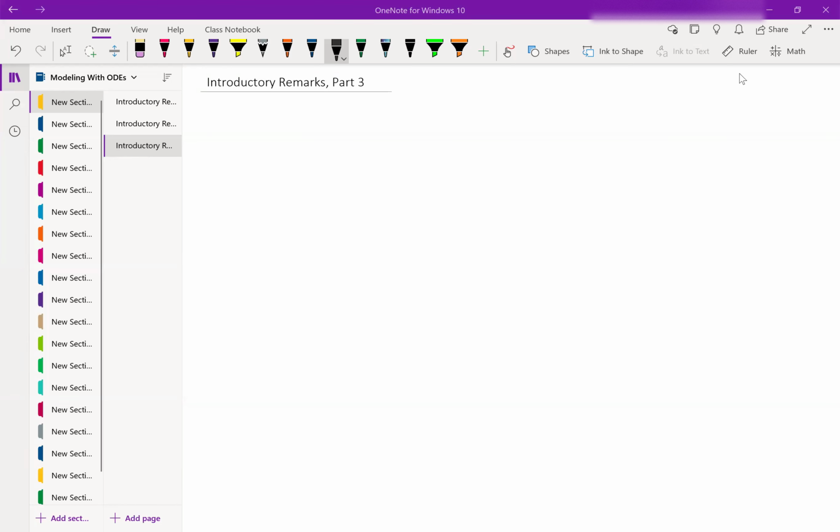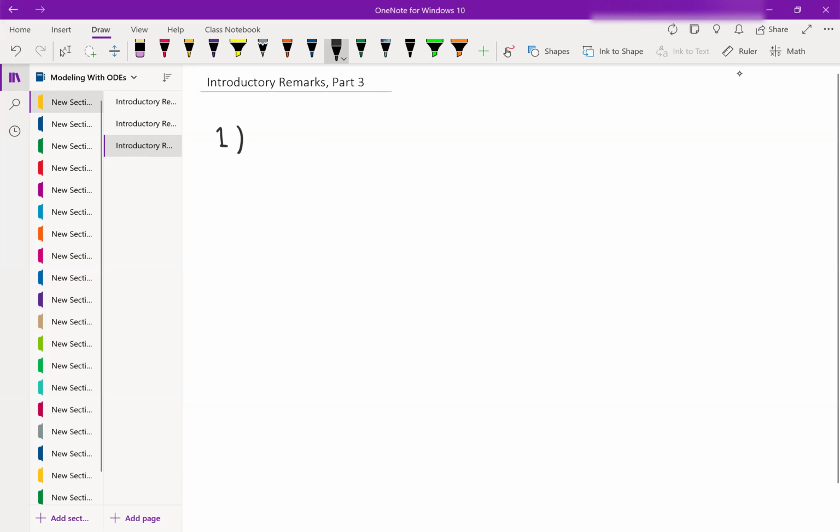Before diving into a specific modeling examples, let me also quickly go over a few general remarks about modeling with ordinary differential equations. Okay, here is my first remark.